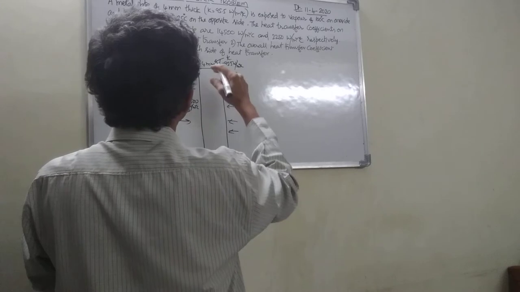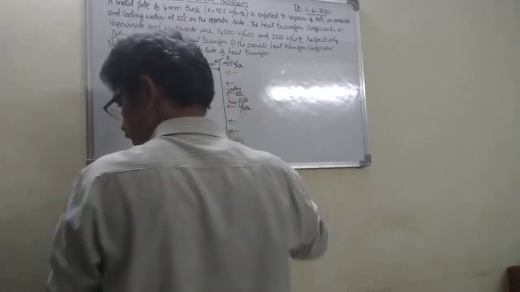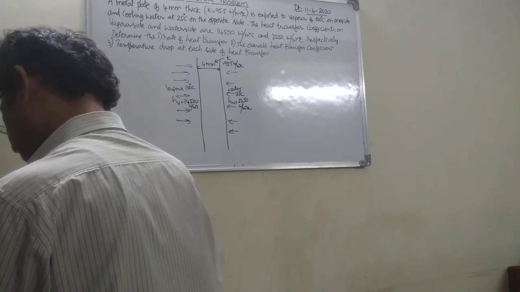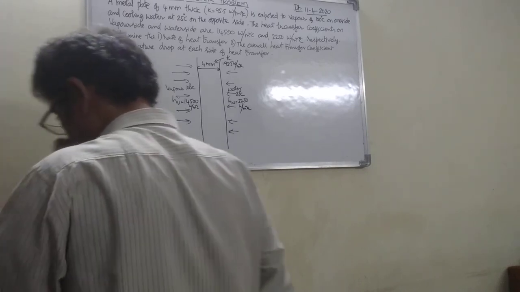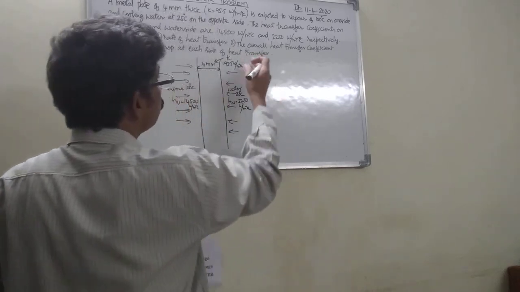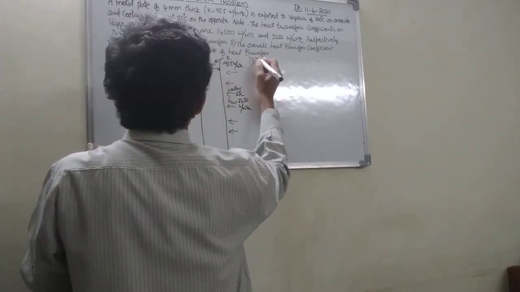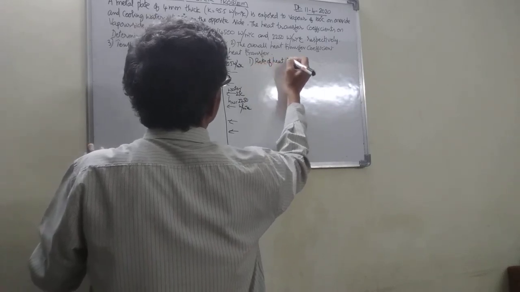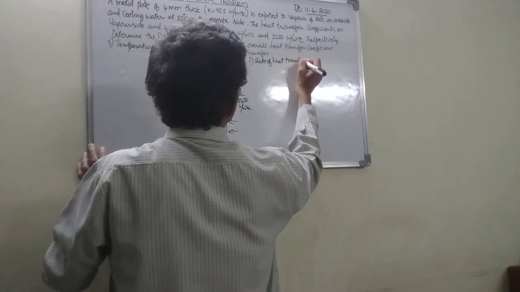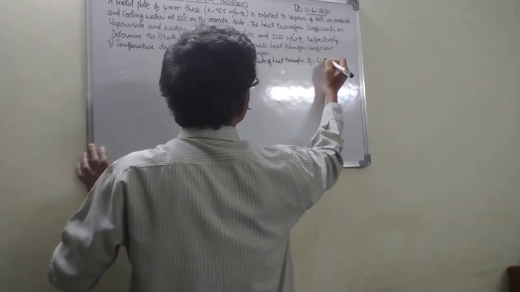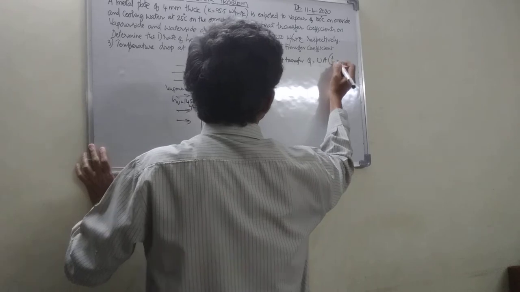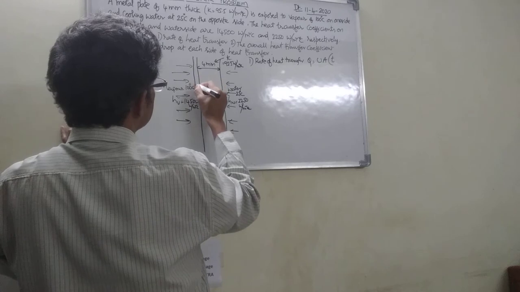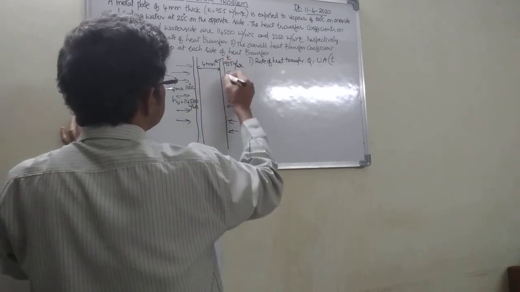In order to find that, first let us find out Q. To find the rate of heat transfer, there is a formula: Q is equal to U into A into the temperature difference, whatever is the temperature difference between this layer and this layer.